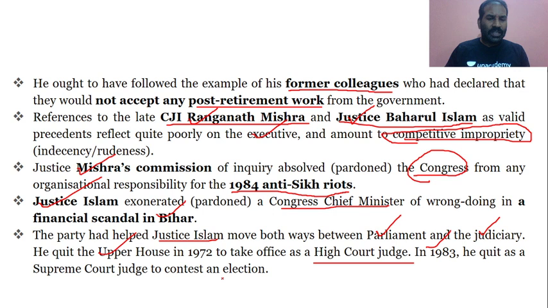So the reason I'm trying to explain here is that getting into the Parliament or being part of the political party or the government of the day is not new, as with the former Chief Justice of India, Ranjan Gogoi, being nominated as a Rajya Sabha member. We have also seen instances in regards to the Mishra Commission and Justice Islam. They were also part of the judiciary, and later on they were part of the executive. So, for a better understanding of Ranjan Gogoi's case, we have taken up Mishra's Commission and then Justice Islam.